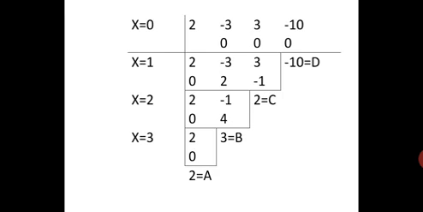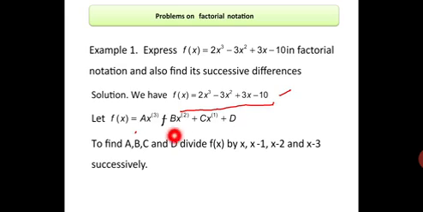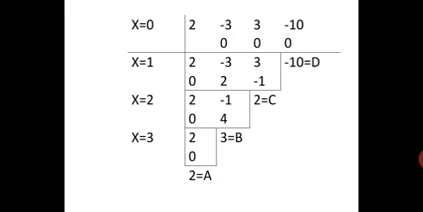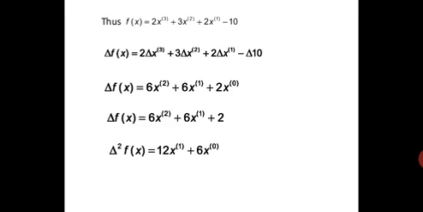Now I will substitute these A, B, C, D values over here. You can see that f of x is equal to 2x factorial 3, 3x factorial 2, 2x factorial 1 minus 10. We have substituted it here. Now our equation has been converted into factorial notation. This is the required equation in factorial notation.